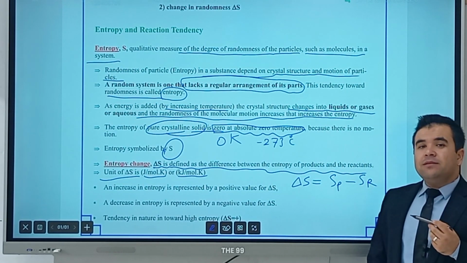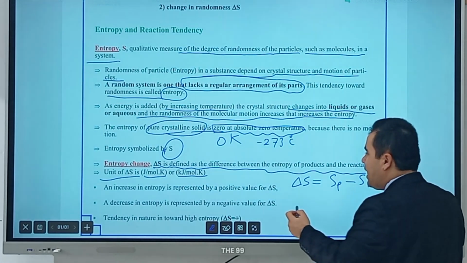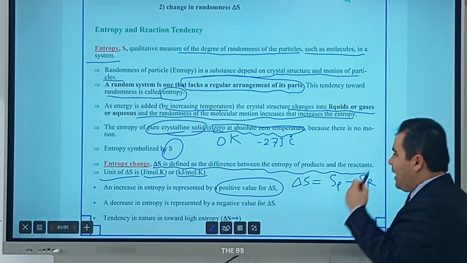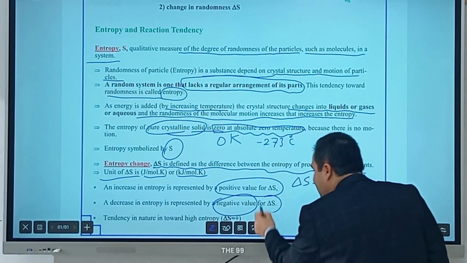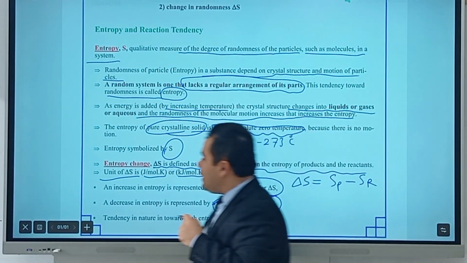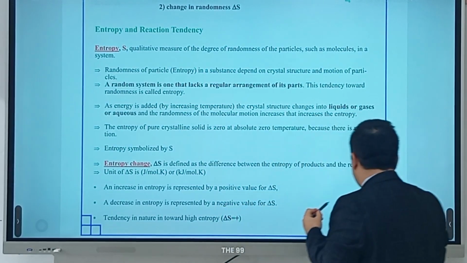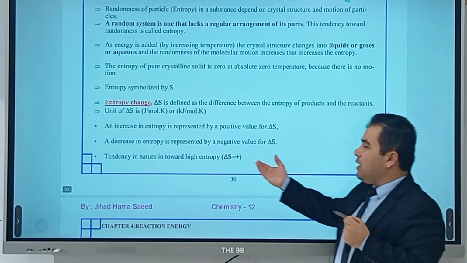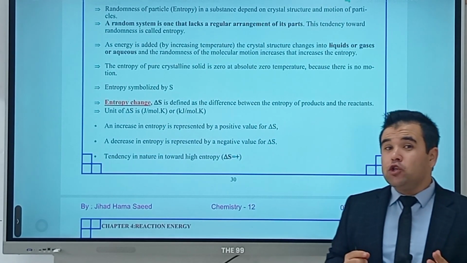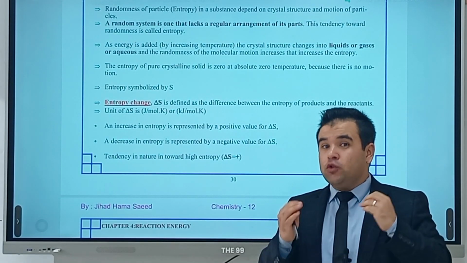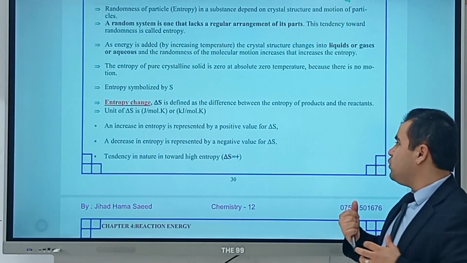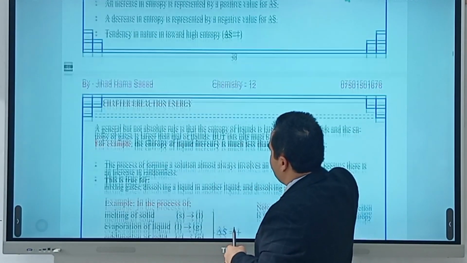How to represent an increase in entropy? Of course, by a positive value of delta S, we mean the entropy of a system increases, and by a negative value of delta S, we mean the entropy of the system decreases. What about the tendency in nature, toward which side, guys? The tendency in nature is toward a positive entropy. So, according to entropy, which direction of the reactions favors a spontaneous process? The favorable direction is a positive entropy.